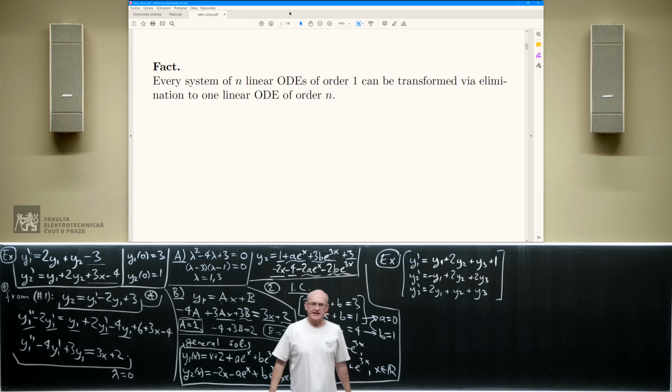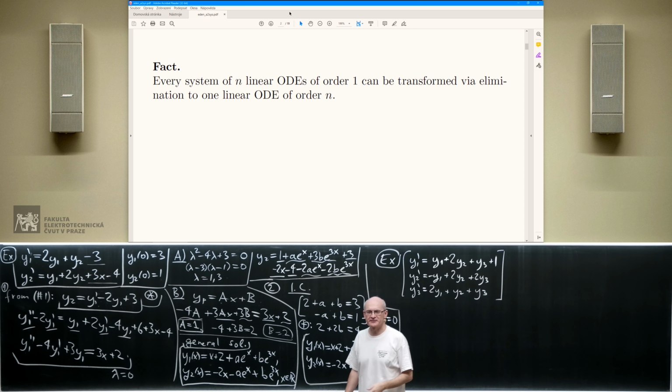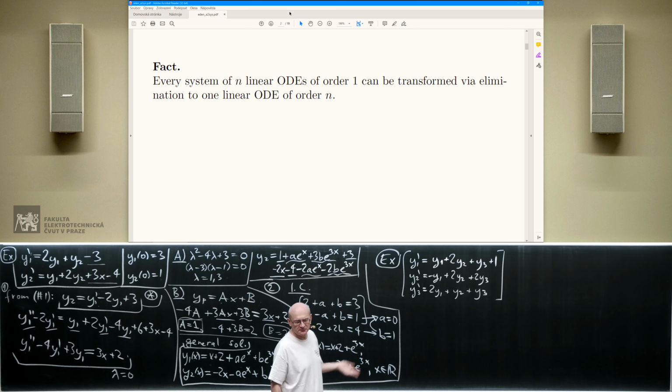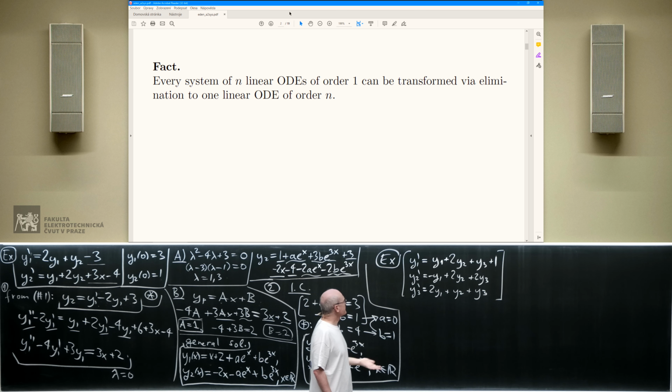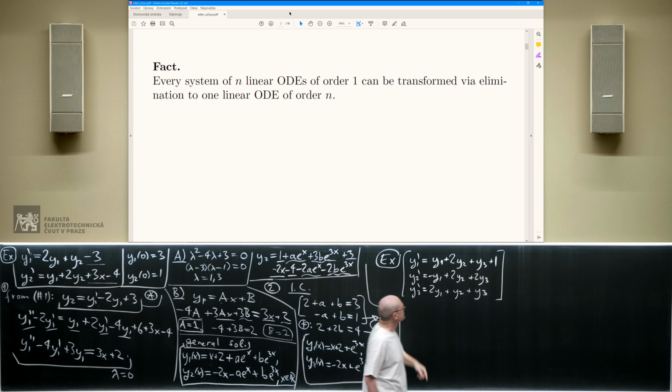Here we are, a 3x3 system, linear equations, constant coefficients, almost homogeneous. I just put +1 here so that we can see that what I'm going to do works also for a non-homogeneous case, but this is not really substantial. Three equations. I choose one of them. Quite frankly, I don't see any reason to prefer any of them, so let's stick with the first one.